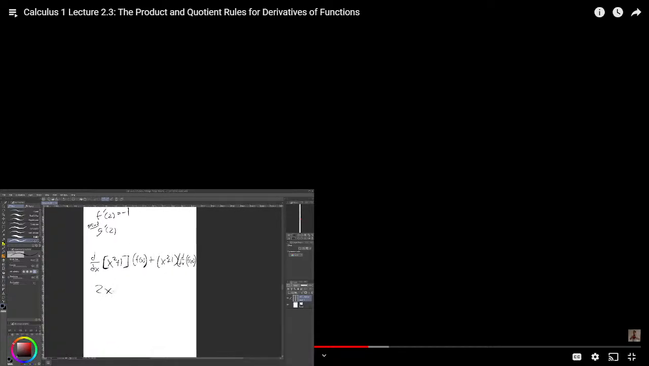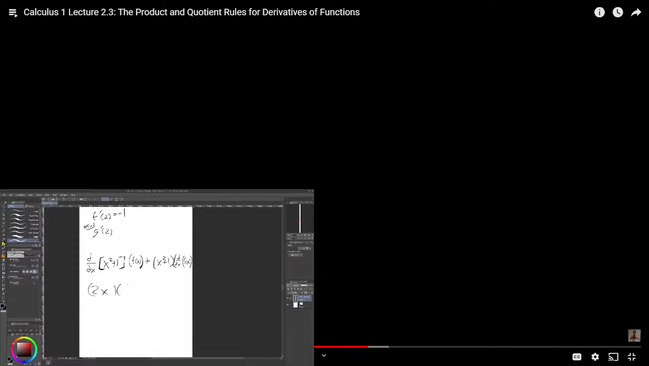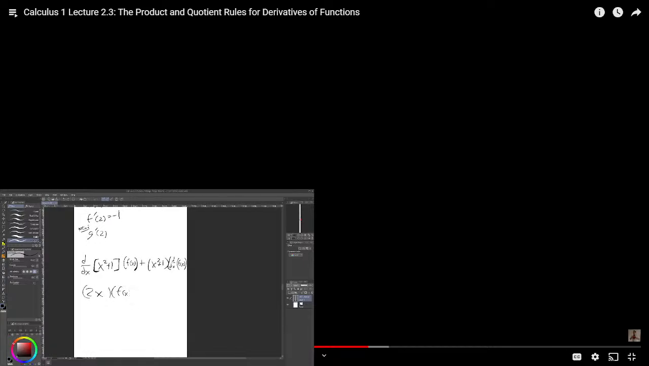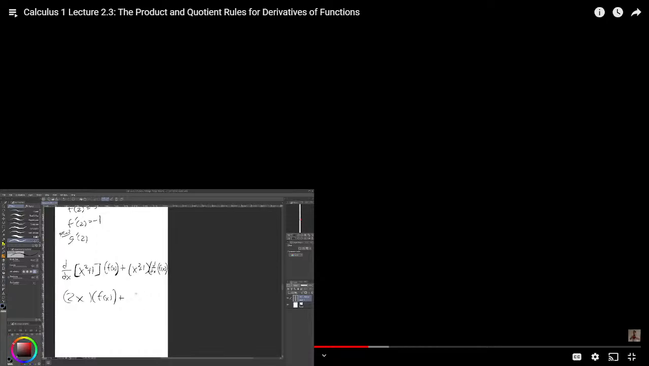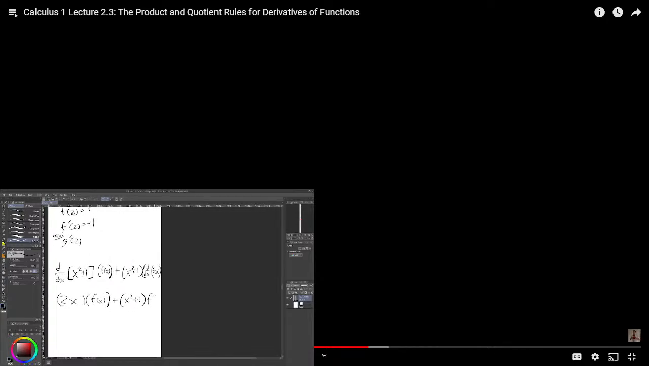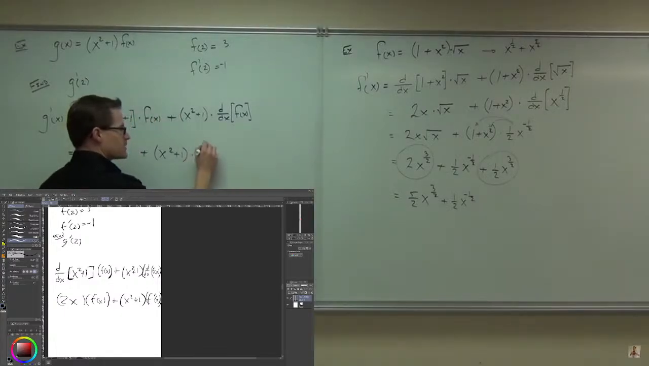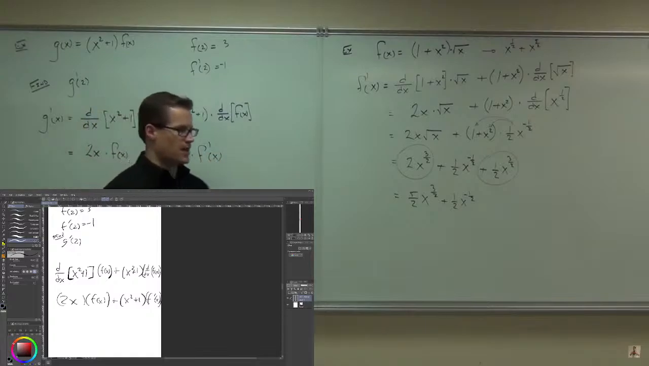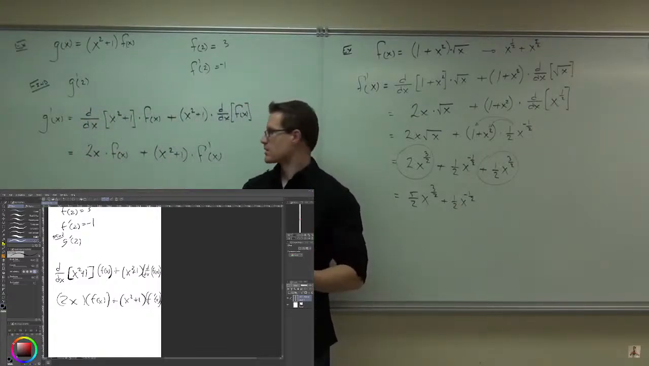So 2x times f of x plus x squared plus 1 times f prime of x. f prime of x stands for the derivative of f of x. Do you see that? Okay, cool.